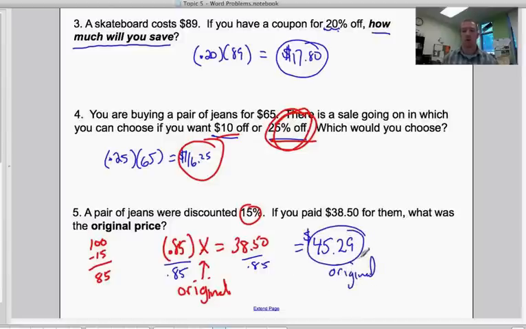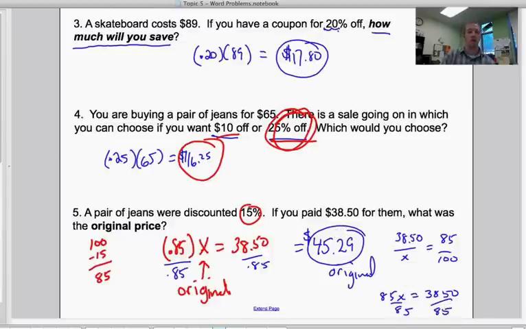Again, you could do this Mrs. Hartman's way too and figure out that $38.50 out of what is equal to 85 out of 100, so 85%. You'd cross multiply and get 85x equals 38.50. Divide both sides by 85, and you get x equals that number there.